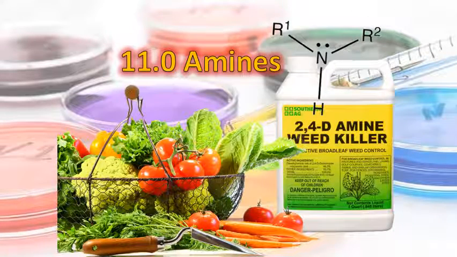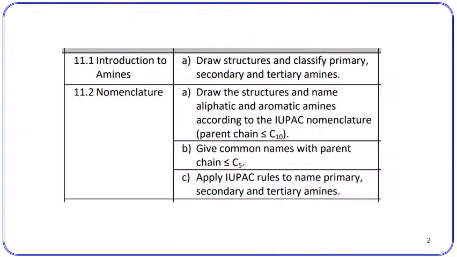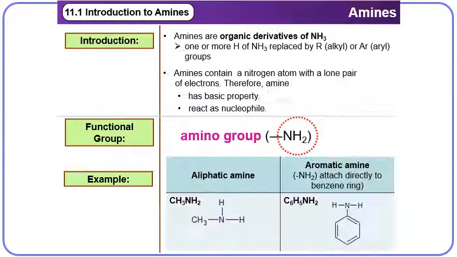In this video, we're going to start with another new chapter, which is the amine. We're going to cover two subtopics: introduction to amine and nomenclature. So basically, we're going to learn about how to draw, classify, and also name the amine. Because amine is a derivative of ammonia, it has basic properties similar to ammonia and is also able to act as a nucleophile due to the presence of a lone pair of electrons.